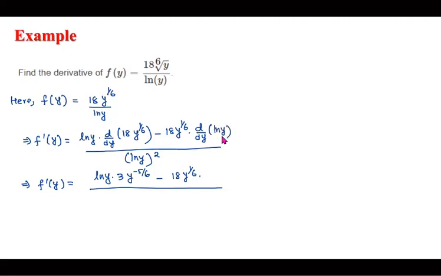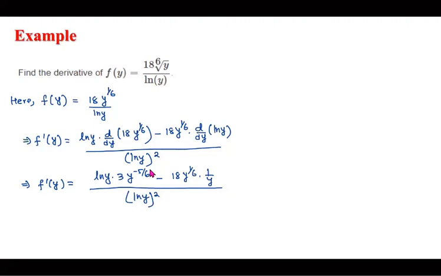Natural log y, which will be 1 over y. So one more time, look here. Denominator times the derivative of numerator minus numerator times the derivative of denominator. Derivative of denominator, that will be 1 over y. And then we are dividing that by the square of the denominator, natural log y squared. Now we need to simplify this carefully to get the final result.